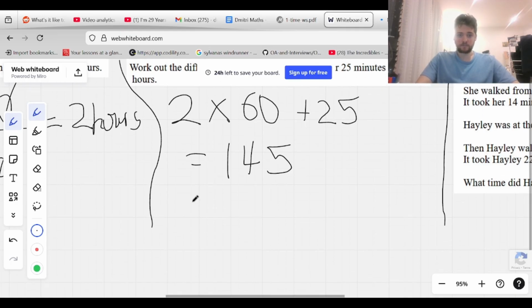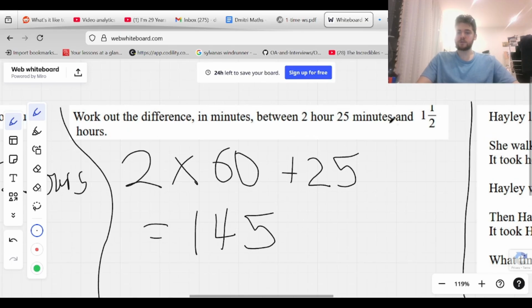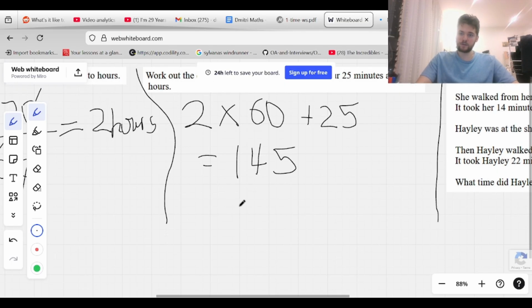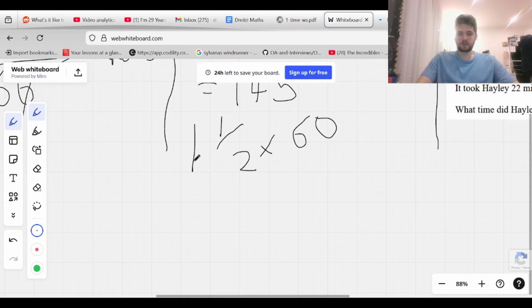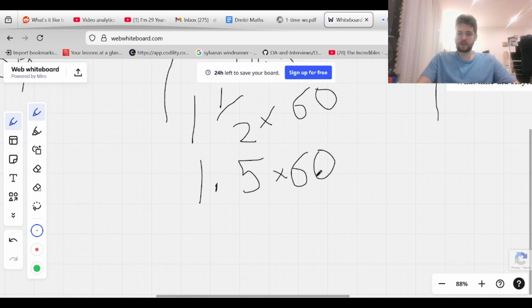So we do the same thing, but this time, you notice it doesn't say how many minutes are here, it just says 1.5 hours. So we have to multiply 1.5 by 60. Now what you can do is you can put this into a different form. So instead of 1.5, what I like to do is put it into decimal form. And then you're multiplying by 10 here, so the decimal point moves to the right, and we can express this as 15 multiplied by 6, or 90 minutes.